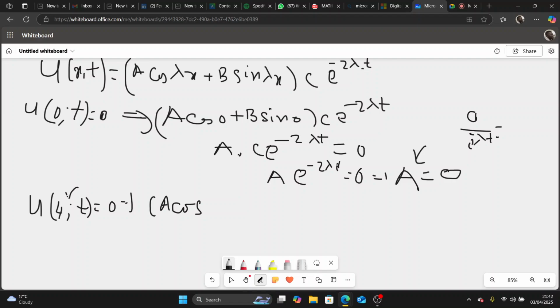By 4. So what will you have? 4 lambda A cos. Do you agree? I agree, sir. What else do we have? Plus b sine, what do we have, manager? 4 lambda, multiplied by exponential minus 2 lambda t.